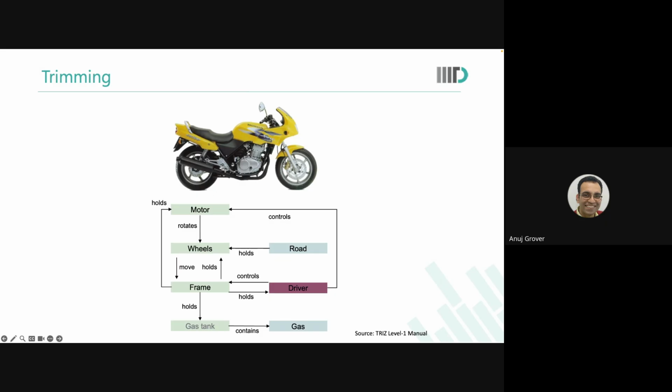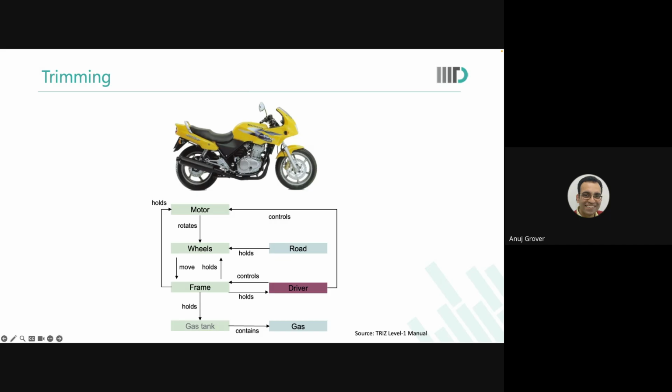A function has a carrier, verb, and object. All three things. What is the basic function? Frame holds driver. That is the basic function. And that is the only basic function in this model that has been presented to you. Are you able to see this? What are additional functions? Gas tank contains gas. Just that.